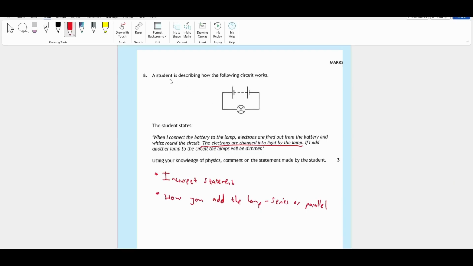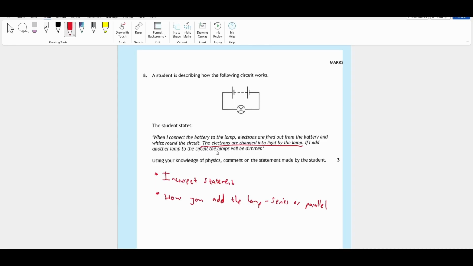So question 8 says a student is describing how the following circuit works. The student states, when I connect the battery to the lamp, electrons are fired from the battery and whiz around the circuit. The electrons are changed into light by the lamp. If I add another lamp to the circuit, the lamps will be dimmer. Using your knowledge of physics, comment on the statement made by a student.